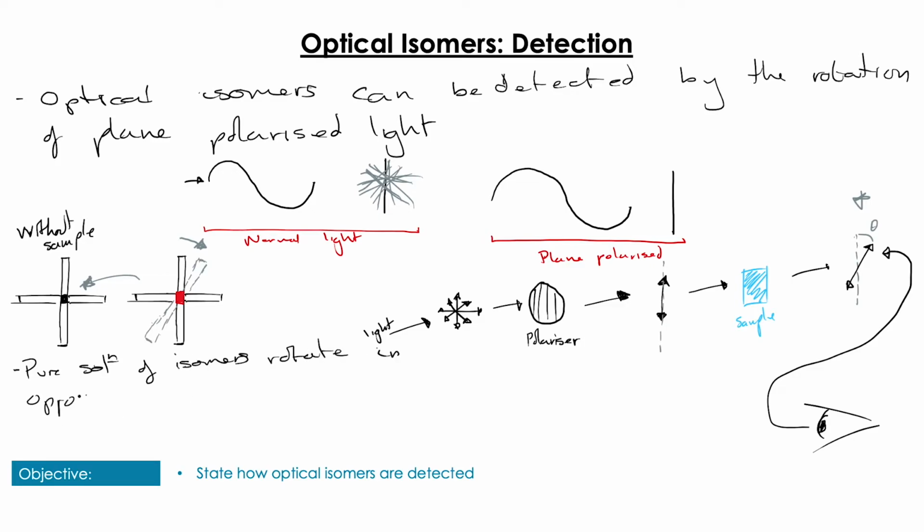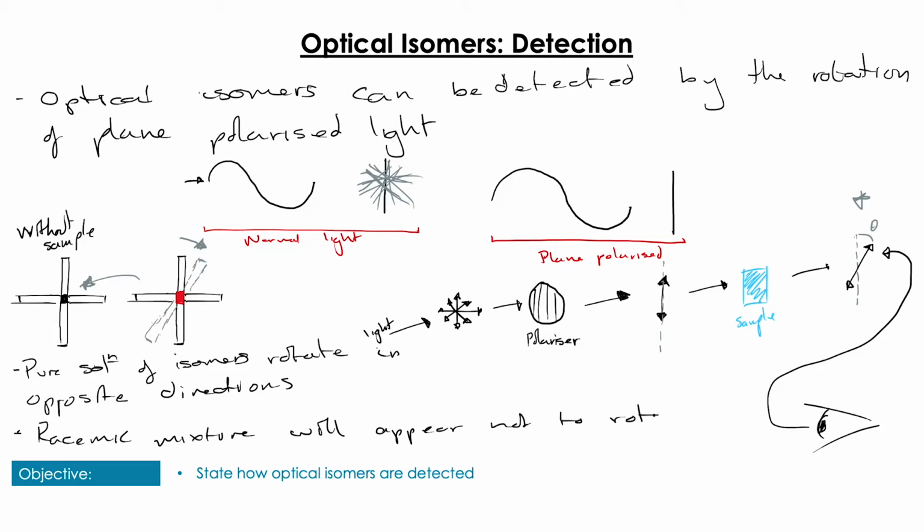But this still doesn't mean we'll always detect optical isomerism, because if we have a racemate mixture, a 50-50 of each isomer, we actually will detect no rotation of plane polarized light, as half of the sample will cancel out the rotation of the other half.